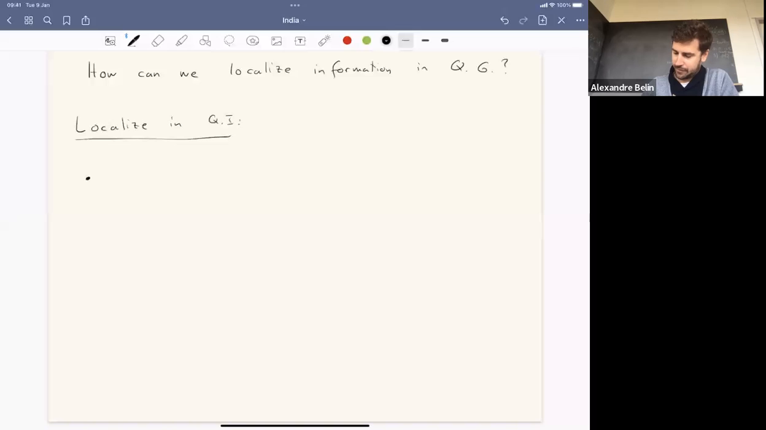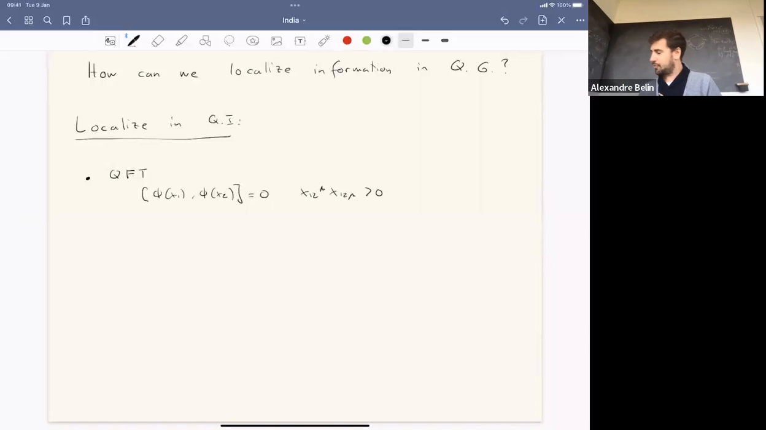Let's start with quantum field theory. In quantum field theory, we can localize quantum information. And ultimately, you should see this as coming from the fact that operators at space-like separation commute. Okay, if two operators are space-like separated, their commutator is zero. There's a more direct way to see it, through the construction of split states.